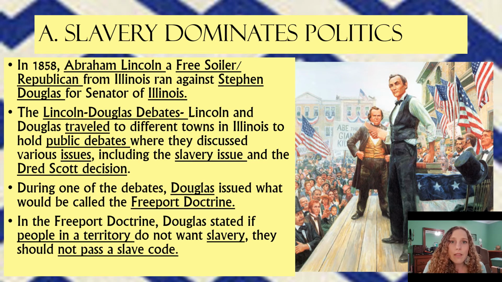You may recall that slave codes were the laws that governed slavery, that set up slavery, that protected it, that defined slaves as property, that took all the rights away from slaves and those kinds of things. And Douglas's reasoning here is, if you don't pass a slave code, if there are no laws to govern slavery, then you didn't ban it. You didn't tell people they couldn't have slaves, but you also created a situation in which slavery is just not going to work. And no slave owner in their right mind is going to take slaves and go settle in a place where there's no slave code. So that was his answer. That's the Freeport Doctrine.